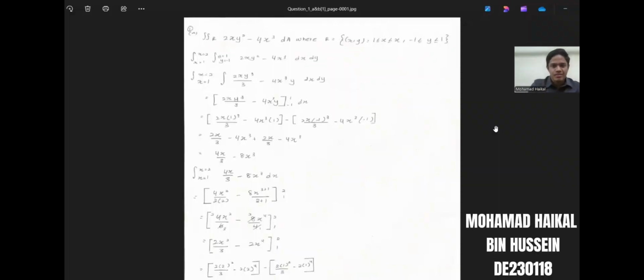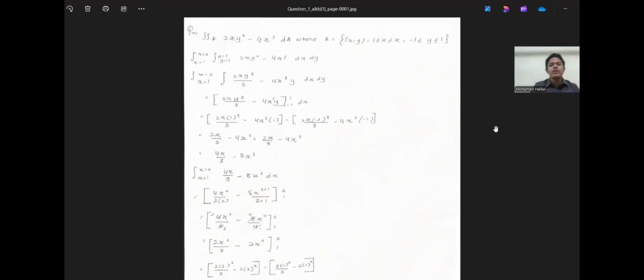My text number is TE230118. I'm from group 4. So today I'm going to present question 1A and B. For question 1, we got a limit for the double integration, which is for x equals 2 and equals 1. And for y, we got the limit which is -1 and 1.